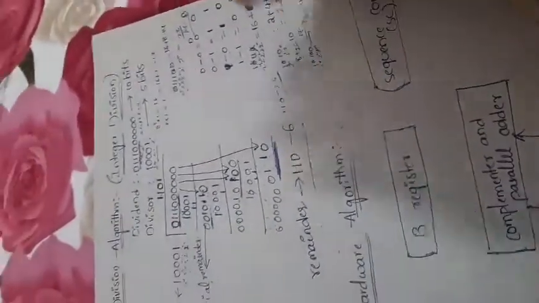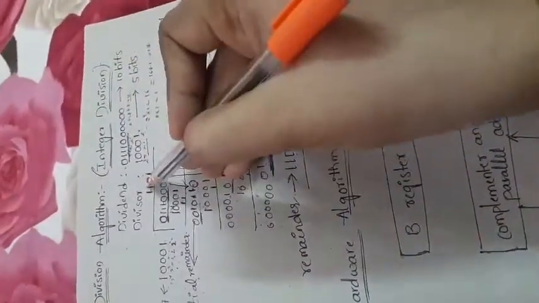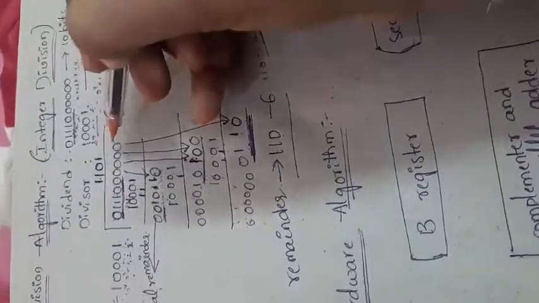Okay, so whereas 1101, here we can consider the 0 value, no?